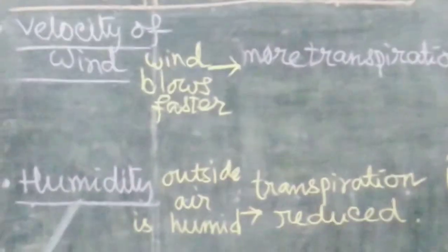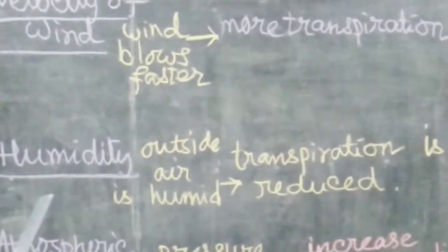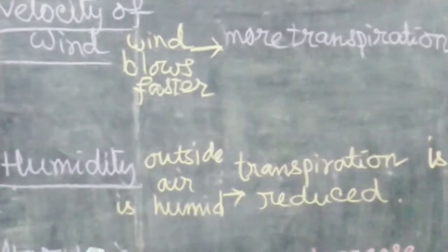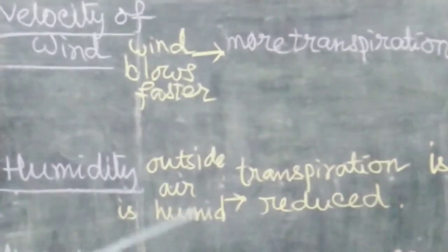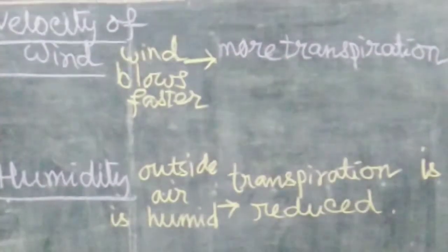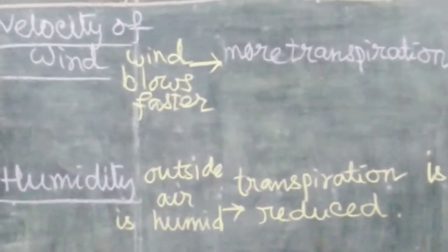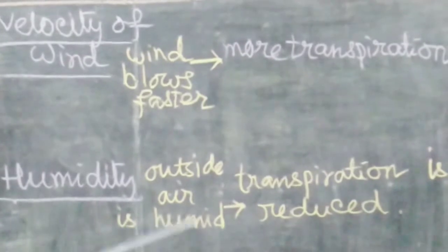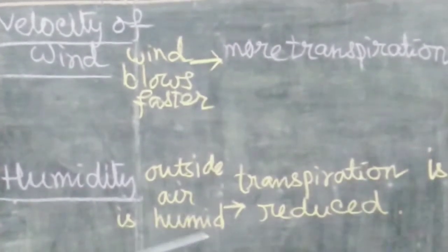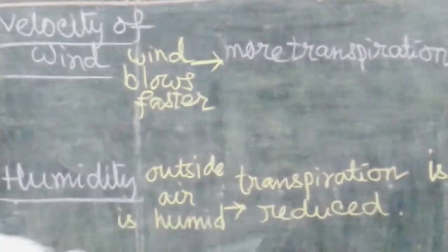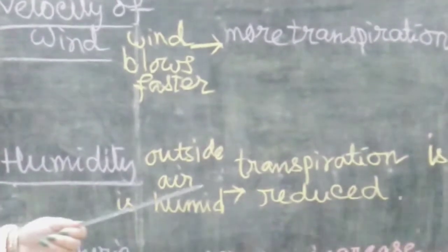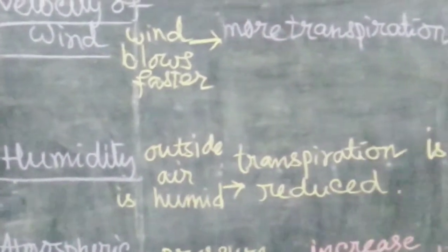Next, the humidity content, the water vapor content in the atmosphere. If the outside air is humid, then the transpiration will reduce because the air is already saturated with water vapor. The opposite of humid is dry. If the air is dry, then the transpiration will be more. If the air is humid, transpiration will be less.